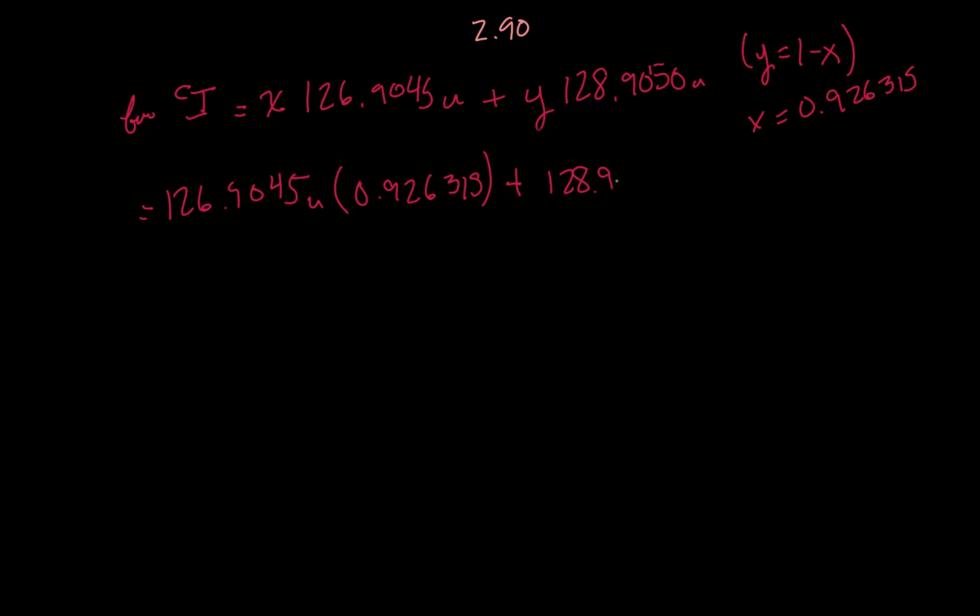128.9050 times 1 minus this value, 0.926315. Okay, we multiply, and when you crunch all those numbers, you are going to get 127.0519. Right, and that is the formula weight of your contaminated sample of iodine.